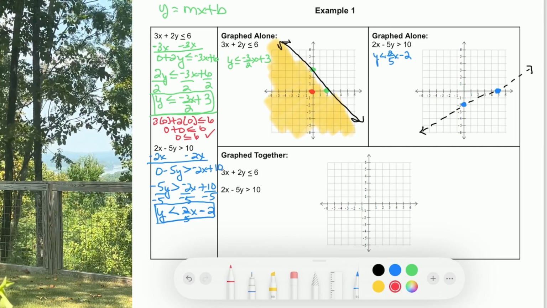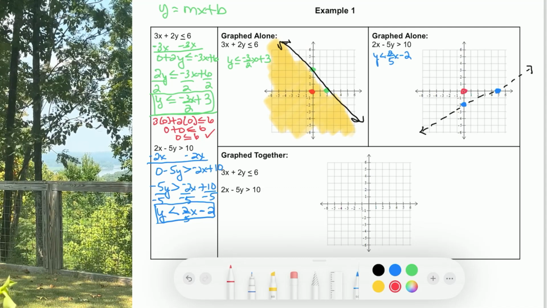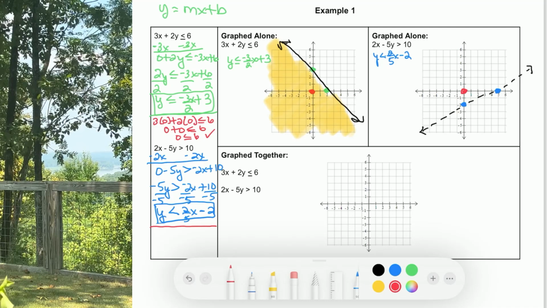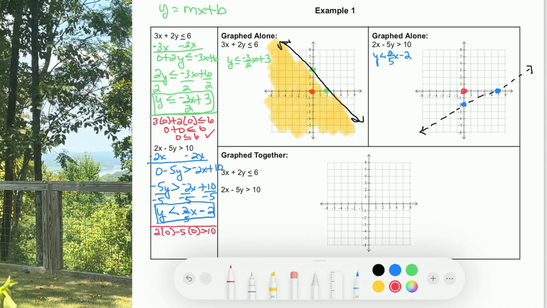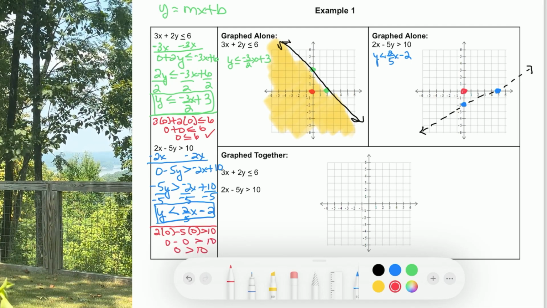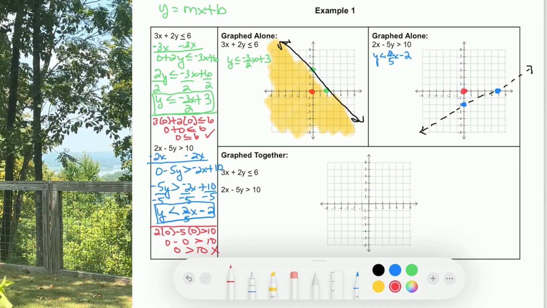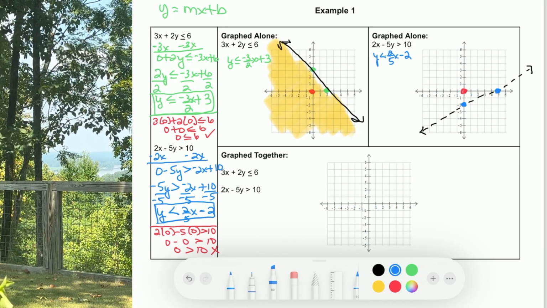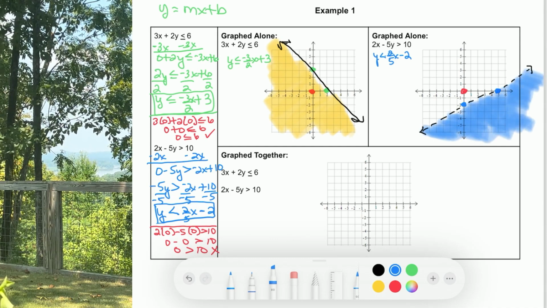All right, now let's find the shading for our second one. Again, we're going to use the origin here. So I'm going to plug in the zeros for my variables. So I have 2 times 0 minus 5 times 0 is greater than 10. That becomes 0 minus 0. Is 0 greater than 10? No, it's not. So that tells me my shading is going to be on the other side. I'm going to use blue this time for my shading. So we have our shading right here for this one.